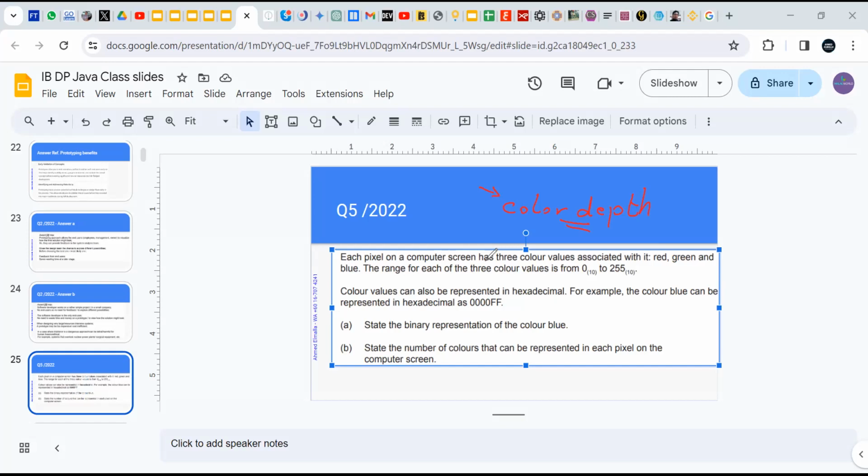Each pixel on a computer screen has three color values associated with it: red, green, and blue. The range for each of the three colors is from 0 to 255. Color values can be represented in hexadecimal. For example, the color blue can be represented in hexadecimal, and this is the value. State the binary representation of the color blue. Are you able to write the binary representation of that hexadecimal?